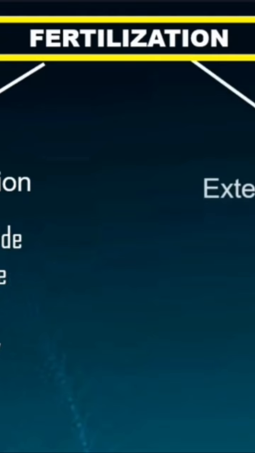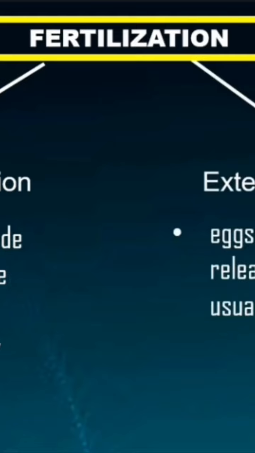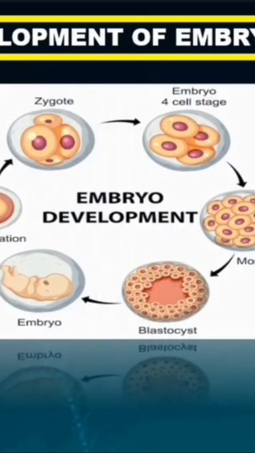Fertilization is of two types, internal and external fertilization. In internal fertilization, the fusion occurs inside the body of the female, like humans, cats, and cows. While in external fertilization, the eggs and sperms are released outside the body, usually in water, as in the case of frogs and fish. After the fertilization process, the zygote begins its beautiful journey of growth.